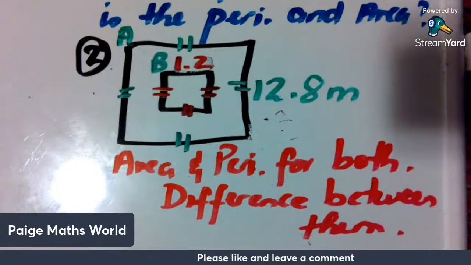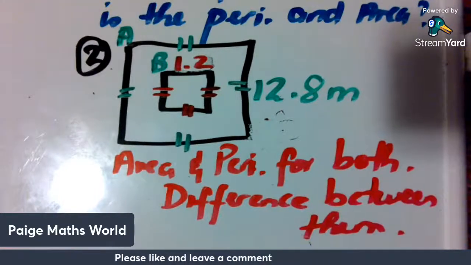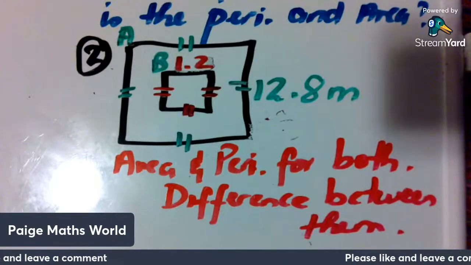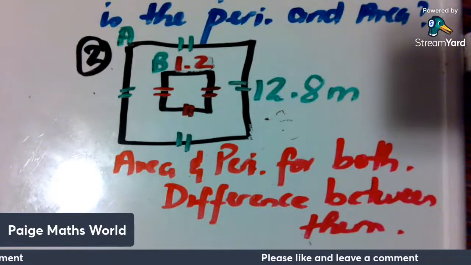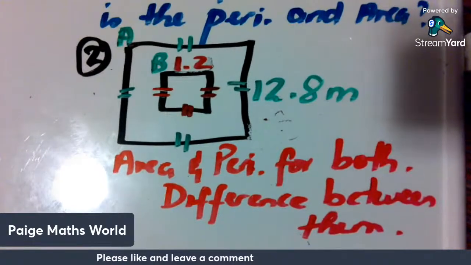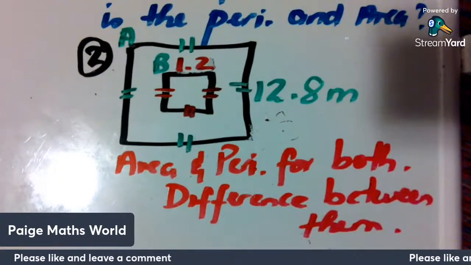So the area and perimeter of both square A and square B. And then you're going to give me the difference between both of them. All right, and that's your homework, those two.